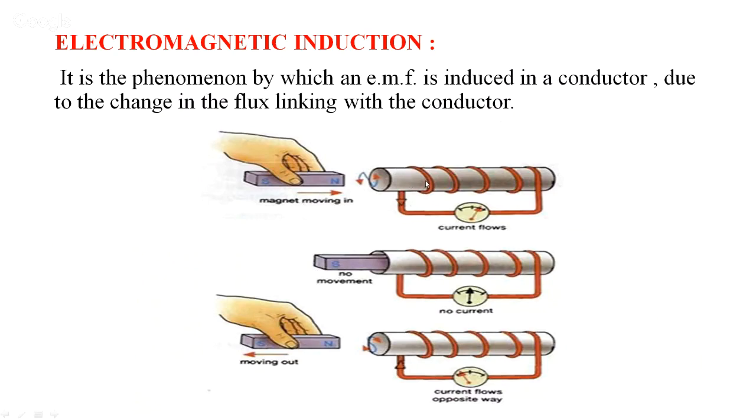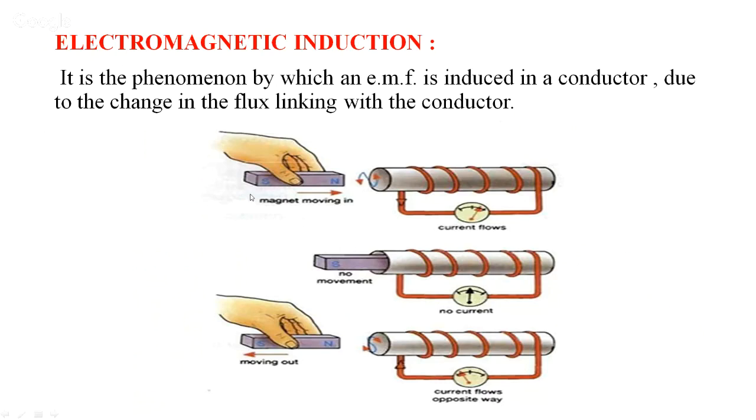Now this is a coil which is wound on an iron core, and here you have a bar magnet, and here you have a galvanometer. Whenever there is a movement in the magnet, that is, either you move the magnet towards the solenoid or you move the magnet away from the solenoid, you can observe the galvanometer shows a reading.